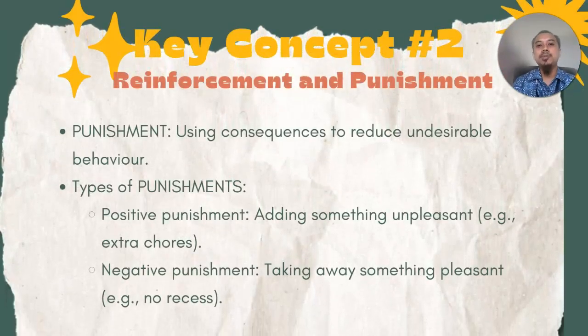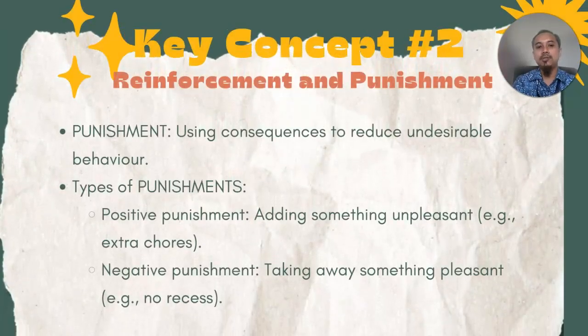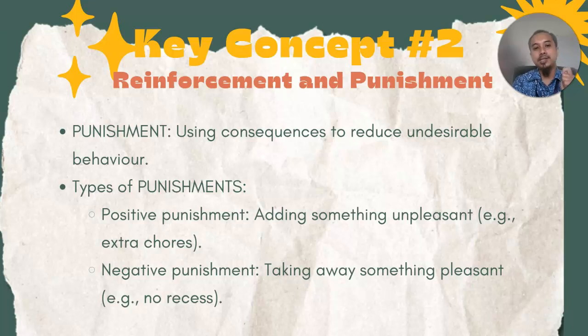Okay, and then here we have punishment, using consequences to reduce undesirable behavior. So punishments, just like reinforcements, come in two forms. They are positive and negative punishments. For positive punishments, we add something unpleasant like extra chores. If you fail to clean your room, you'll get more house chores. And then negative punishment is taking away something which is pleasant. If you fail to clean your room, I won't be serving cakes for dinner, something like that.